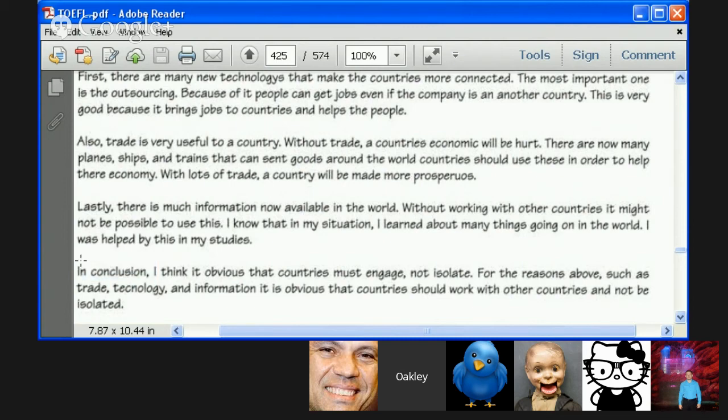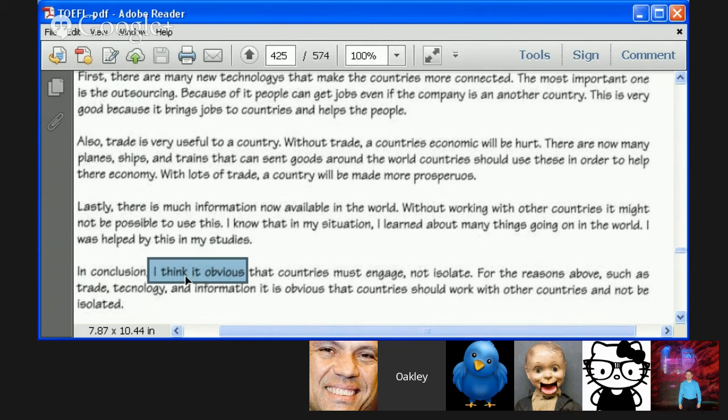And what appears to be our final paragraph. Heidi? Okay, in conclusion, I think it maybe verb is obvious. Countries must engage, not isolate. Yes, that's okay. I think it obvious. Well, you know what? This is a weird construction here. Heidi wants to put is. That does make it a little clearer. I think it is obvious.